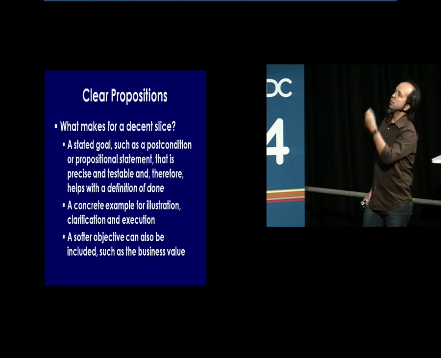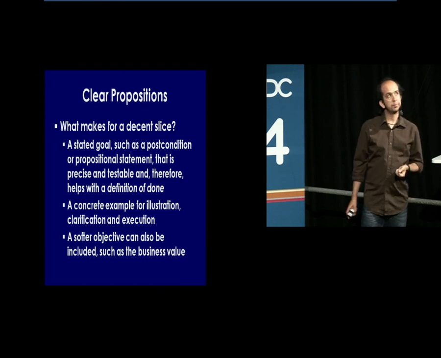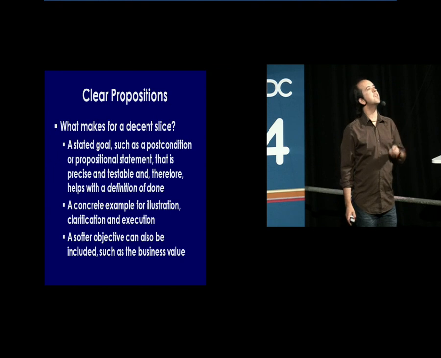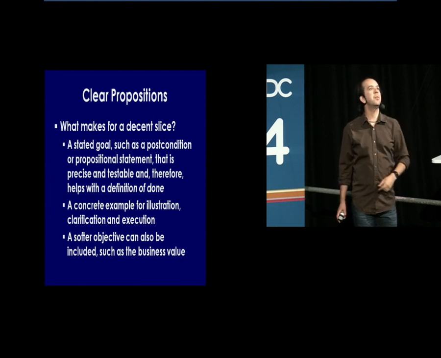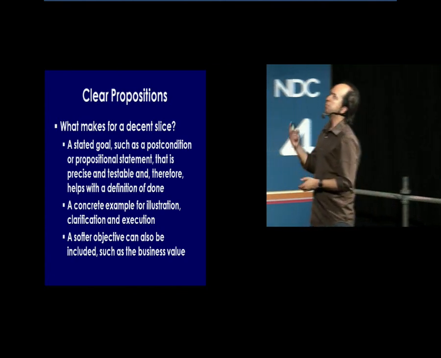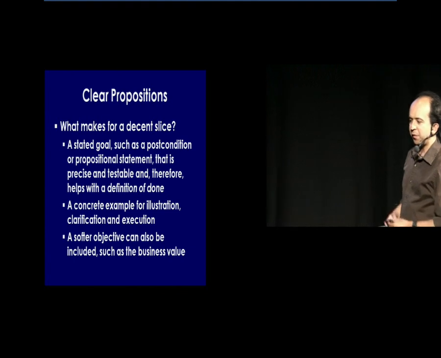The idea there is that with that goal, you should be able to state a post condition. What happens when you achieve this? What happens if we are successful in booking a one-way flight? In what way would the system change that we can verify? What propositional statement can I offer? What post condition can I define this in terms of?